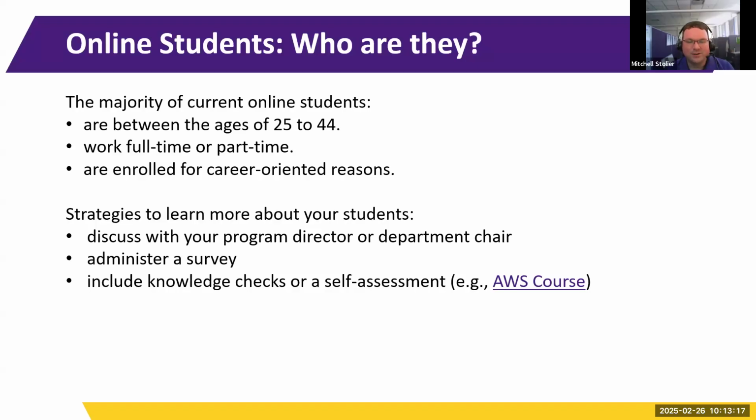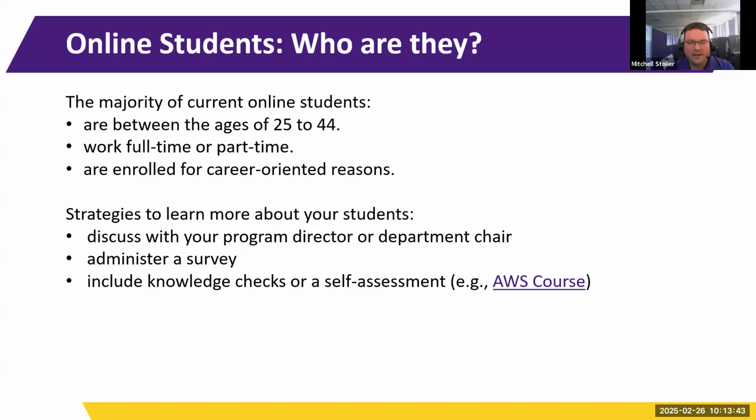Some of those examples include having a discussion with your program director or department chair about trends in student demographics that they've seen so far in the program. For example, a conversation you can have with them is asking what kind of transfer or non-transfer students they might be seeing come through the program, working professionals, military students.